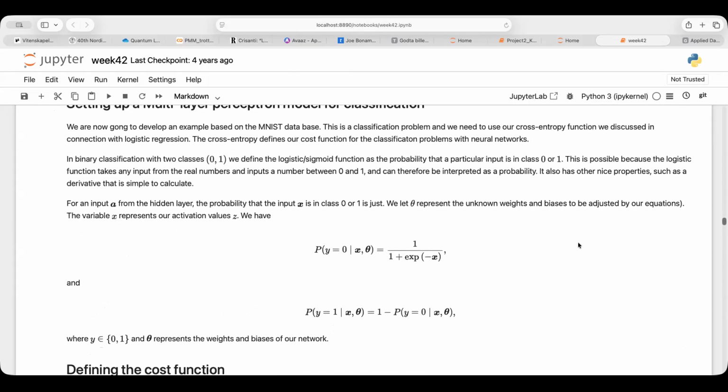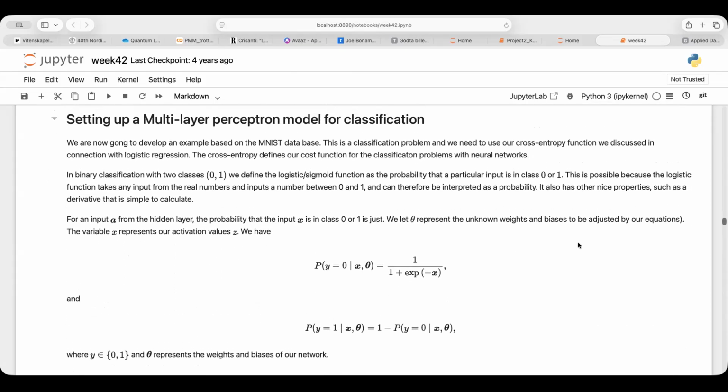But let's now try to set up a neural network. So we are going to set up a multi-layer perceptron model or feed-forward neural network. These are synonymous. This is for classification. And we are going to develop an example which is based on this MNIST dataset. NIST stands for the National Institute of Standards. And this dataset originally consists of 60,000 images. This is the one you will use in the project. But in the lectures here, we're going to have a downscaled one.